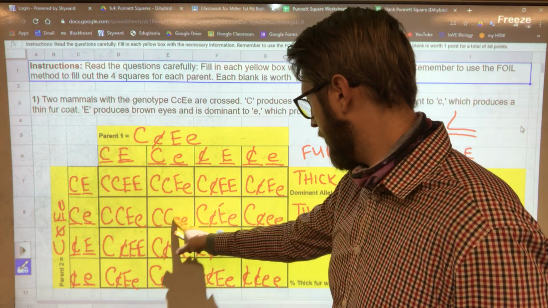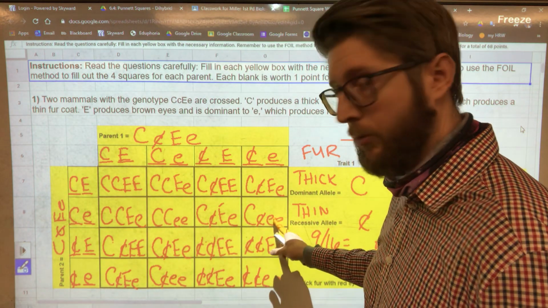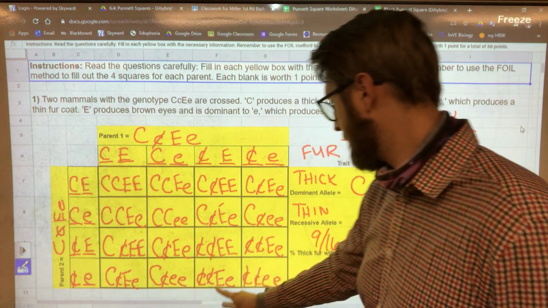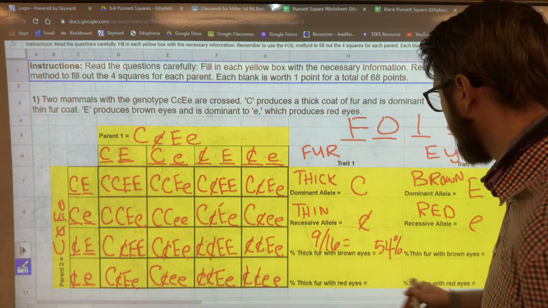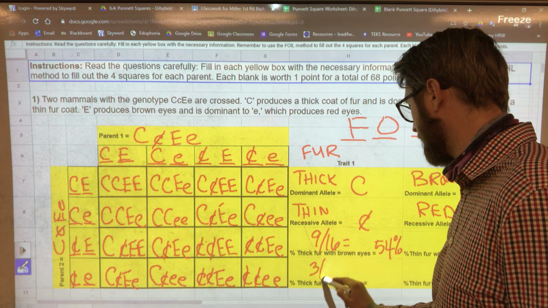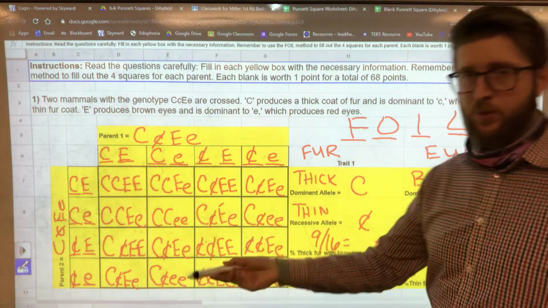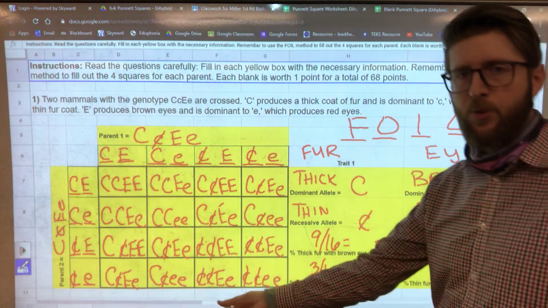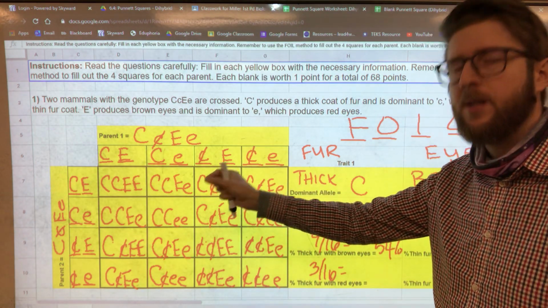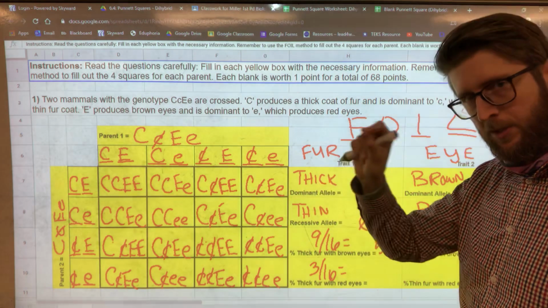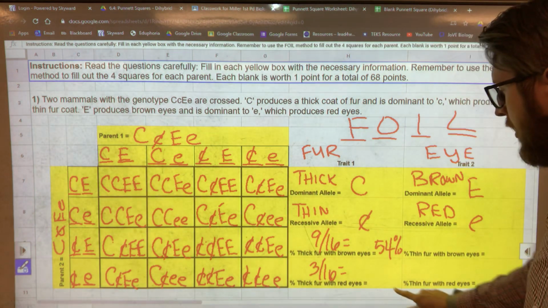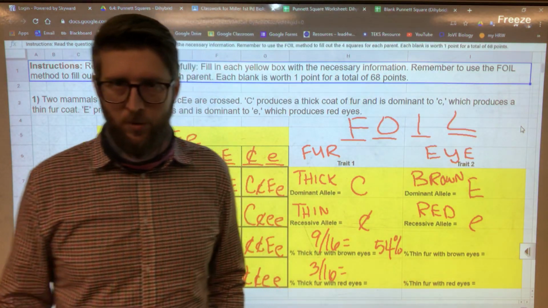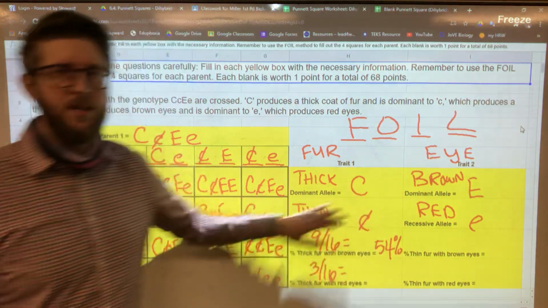So how many of these 16 squares have one big C but 2 little e's? Let's see. 1, 2, 3. So 3 out of 16 are going to have thick fur with red eyes. Once again, 3 out of 16. I don't have a calculator on me, but you take 3 out of 16, whatever number you get, point something something, those first 2 numbers are the percentage. Remember, you're going to move the decimal over 2, and that will give you the percentage. And then you put that there. So it should be a little less than 20. And that is a dihybrid cross.